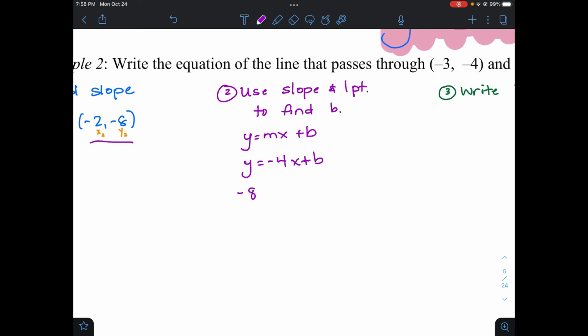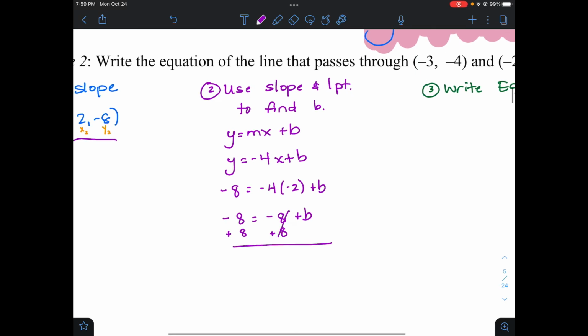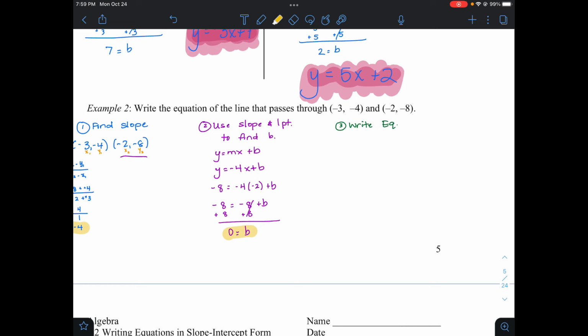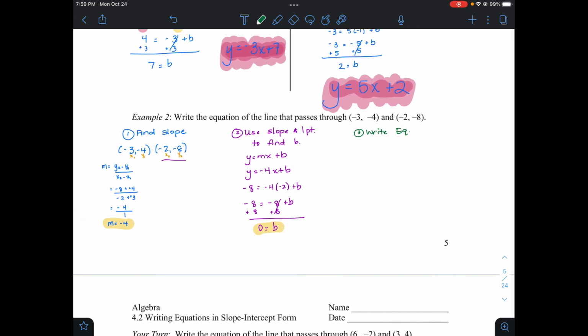But I'm just going to pick the second one here. So -8 equals -4 times -2 plus b. So -8 is equal to -8 plus b. Add 8 to both sides. And b is equal to 0, which is fine. And sometimes you guys get zeros in answers and you think that can't be right, or you just forget about it, but it's okay.